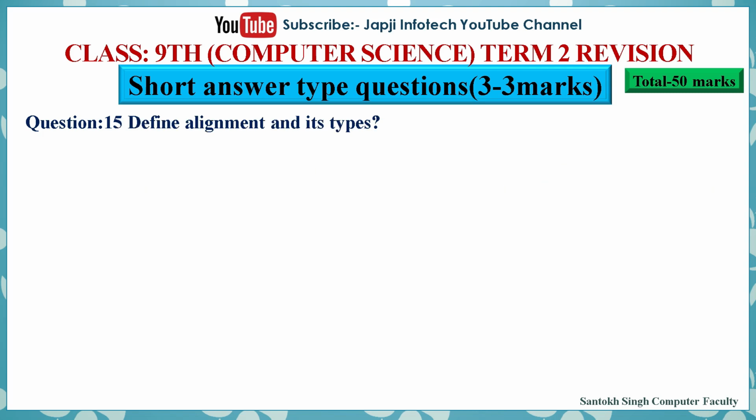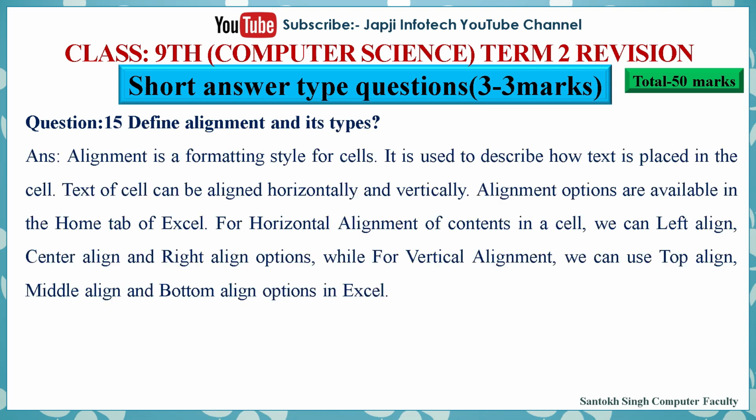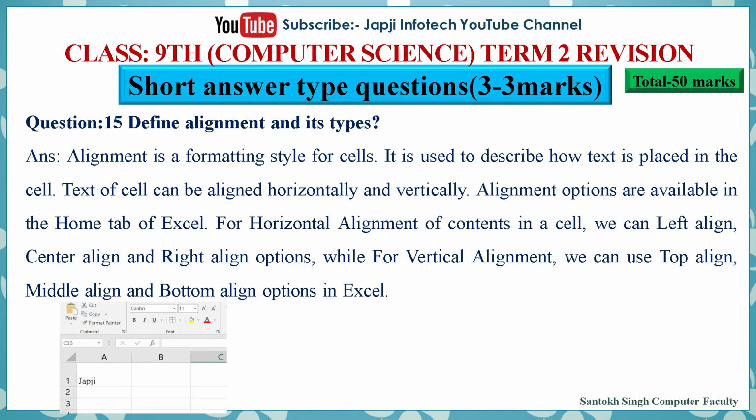And the 15th one is, define alignment and its types. So alignment is a formatting style for a cell. It is used to describe how text is placed in the cell. Text of a cell can be aligned horizontally and vertically. Alignment options are available in the Home tab of Excel. For horizontal alignment of content in a cell, we can use left align, center align and right align options. While for vertical alignment, we can use top align, middle align and bottom align options in Excel.